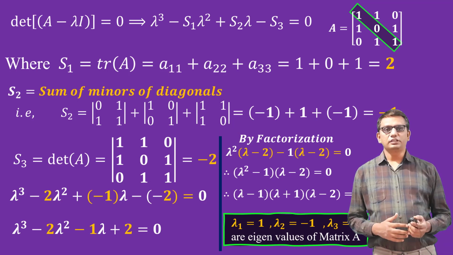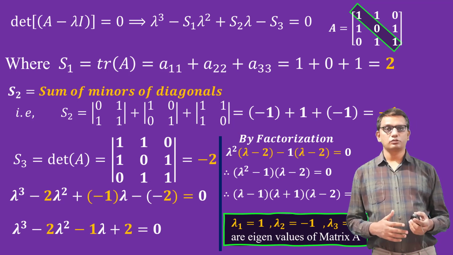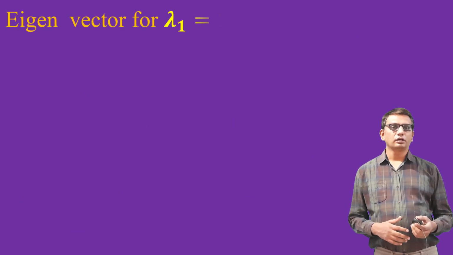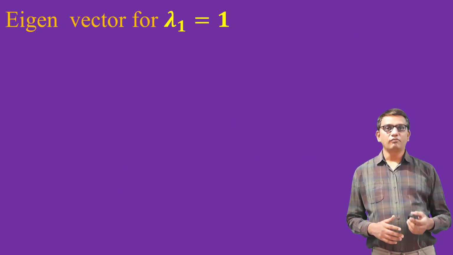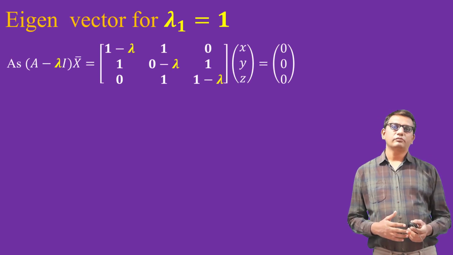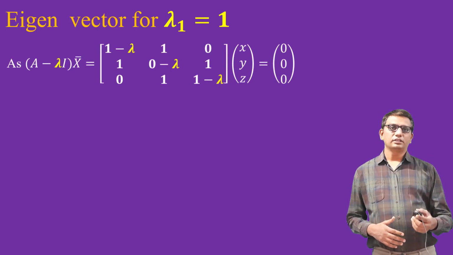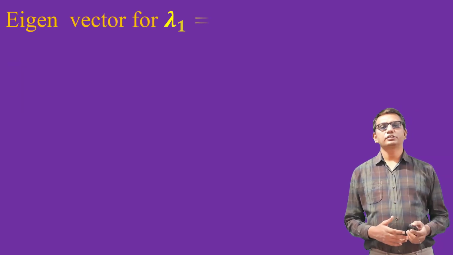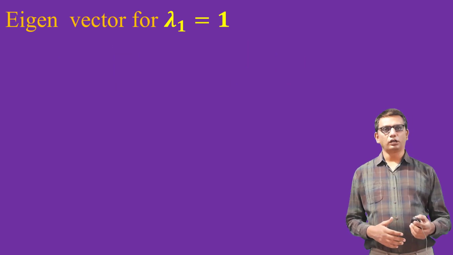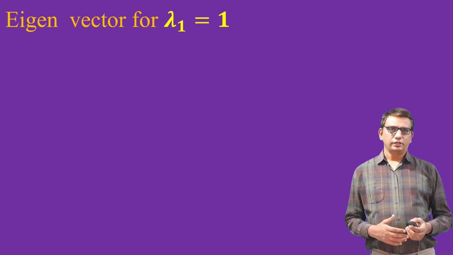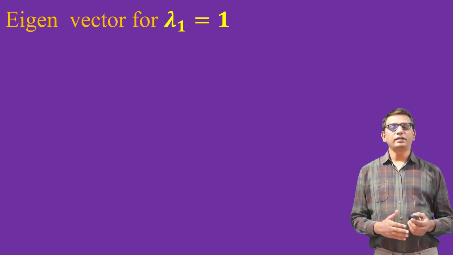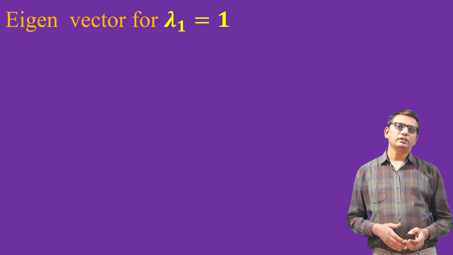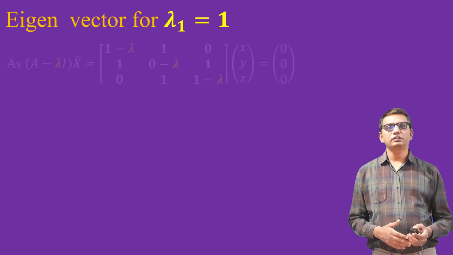Now the next target is how to find the eigenvectors for 3 cross 3 matrices. So now we will see the eigenvector for eigenvalue lambda 1 equal to 1. Here we will take lambda 1 equal to 1 in place of lambda. Every time we will find the eigenvector corresponding to each eigenvalue individually. So here we are finding the eigenvector for lambda 1 equal to 1.